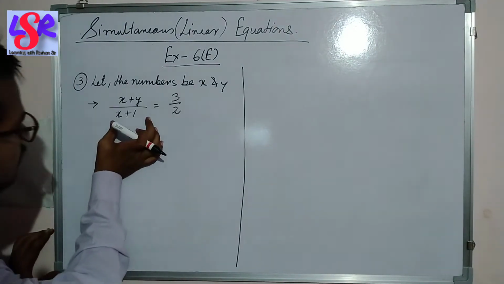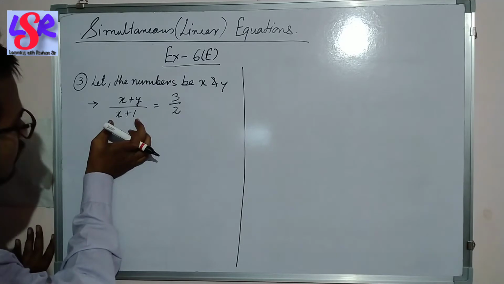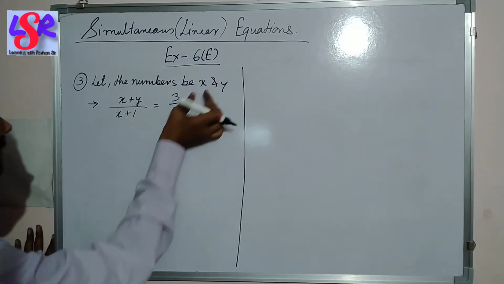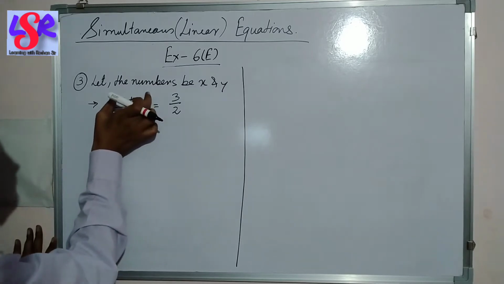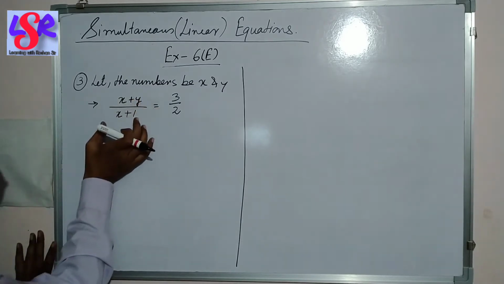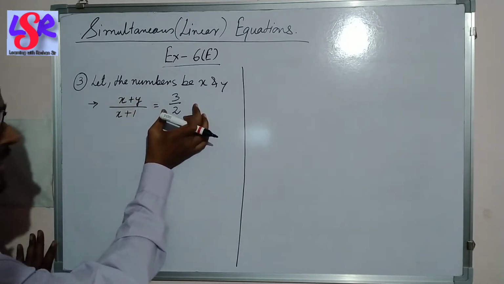Now according to the first equation, here it is the greater of two numbers. Let this x be the greater, so we have taken this x as greater, increased by 1, divides the sum. So x plus y is divided by x plus 1, and that gives this result as 3 by 2.